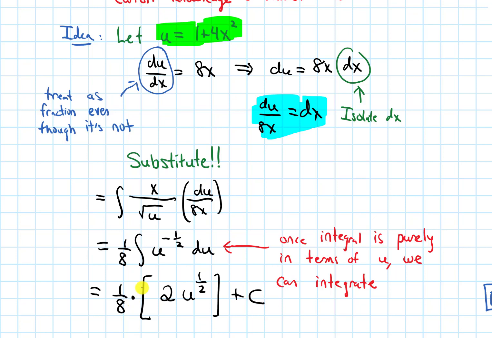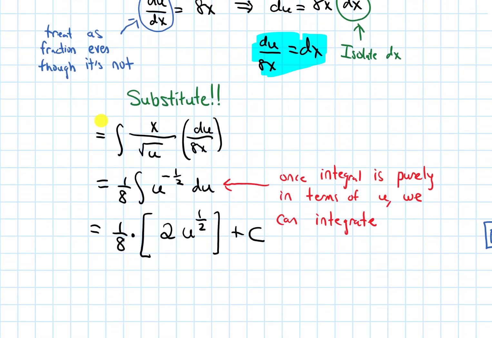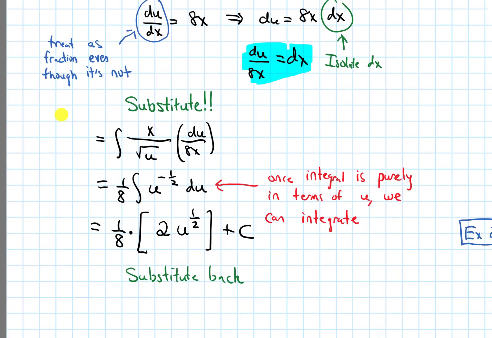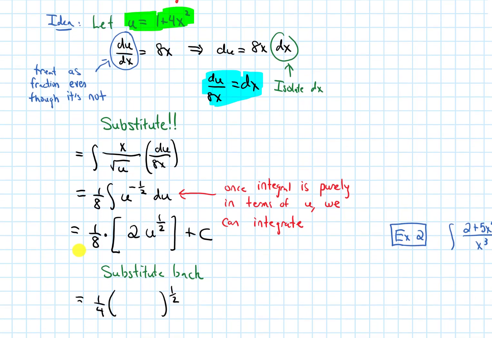All right, so I've done my antiderivative. But remember, my original function was in terms of x. So I need to substitute back to get my answer in terms of x. Let me also simplify a little bit. 1/8 times 2 is going to be 1/4. And then instead of writing u to the 1/2, let's write what u is. U is 1 plus 4x squared. So we get that whole thing to the 1/2 power, and then plus the c. And that's my answer. We've just done the antiderivative.